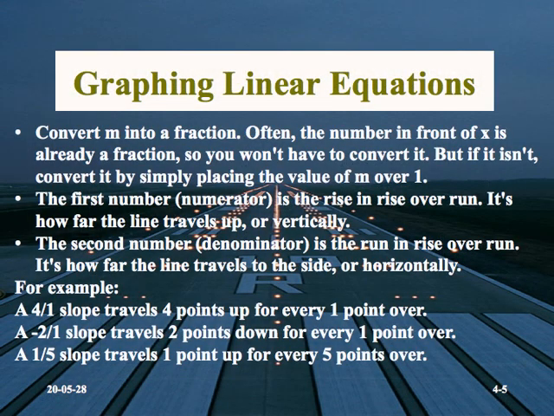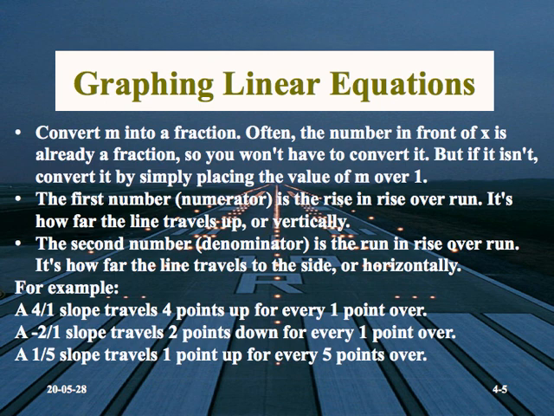We convert m into a fraction. Often the number in front of x is already a fraction, so you won't have to convert it. But if it isn't, convert it by simply placing the value of m over 1. The first number, the numerator, is the rise in rise over run. It's how far the line travels up or vertically. The second number, the denominator, is the run in rise over run. It's how far the line travels to the side or horizontally.